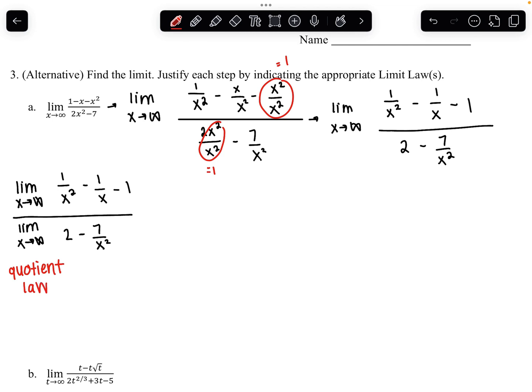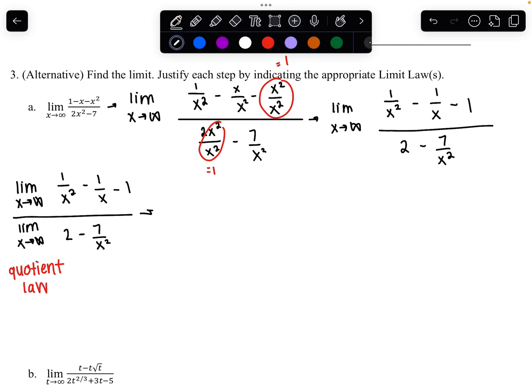Hence, I have a quotient. And then I can do the difference law, where I apply the limit to each individual term.